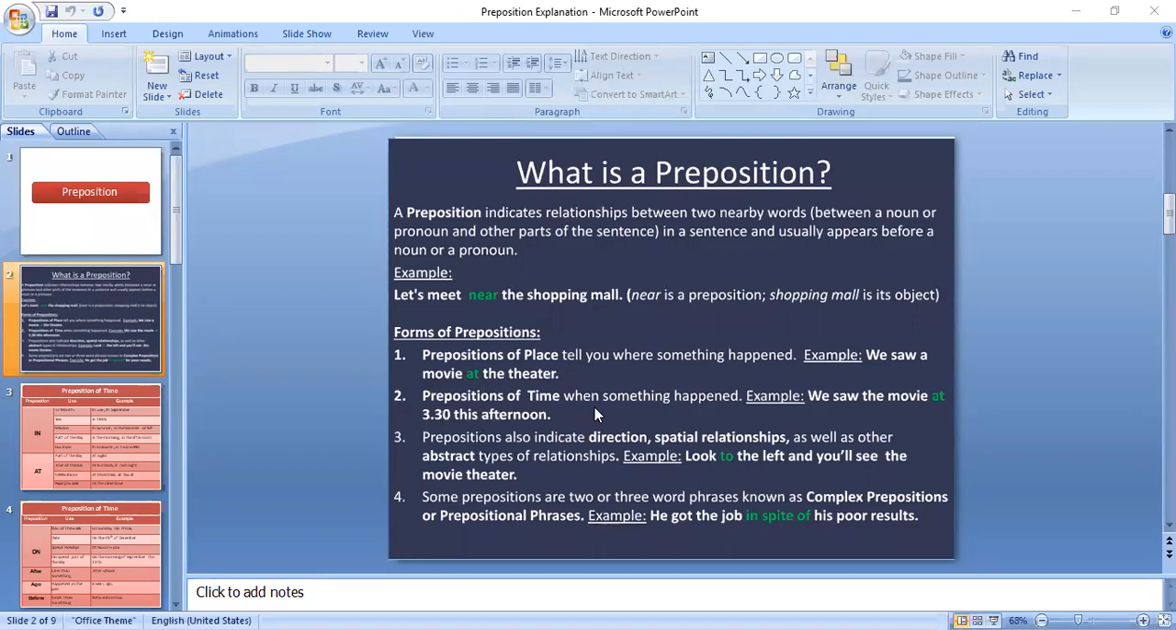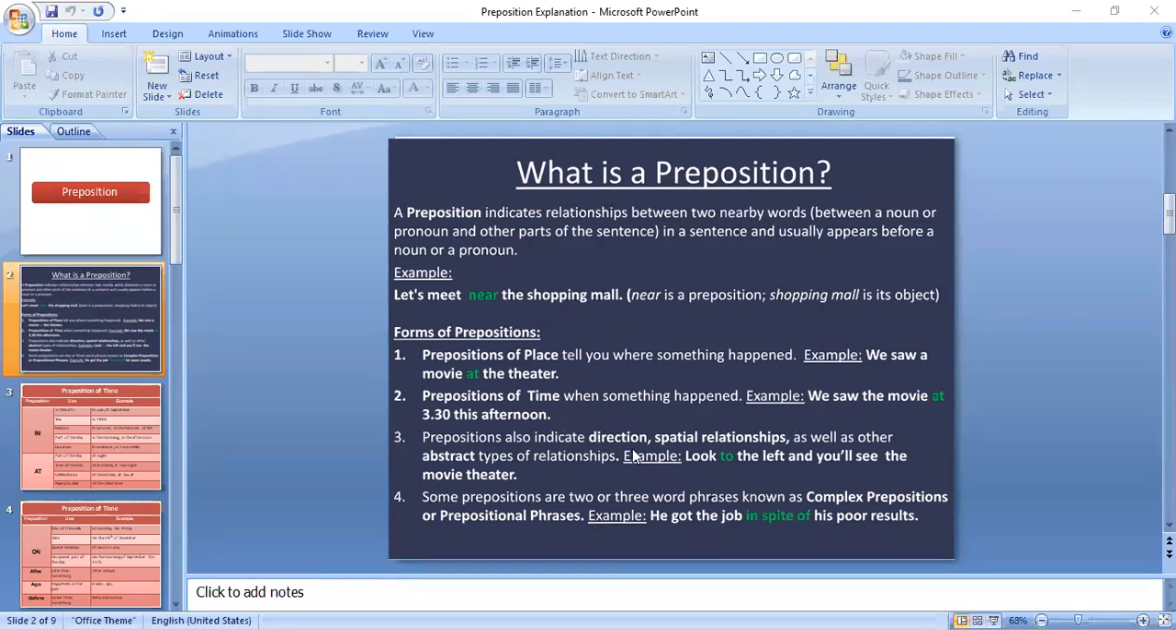Preposition of time. Then second we have prepositions of time. When something happened. What does it tell? It tells us when the action happened. कब हुआ? Time बताती है हमें. For example, we saw the movie at 3:30 this afternoon. कब देखी? At 3:30 this afternoon. So what is the preposition here? At. And it tells us about time.